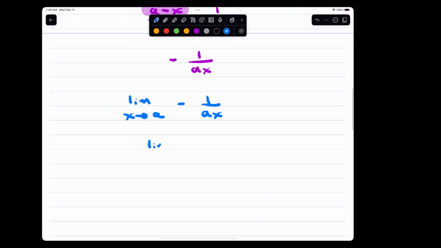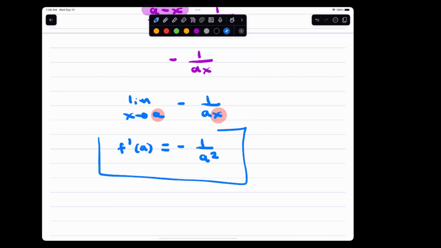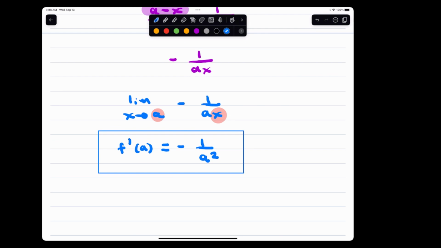So what happens now with this particular limit? Do you guys know what you can do with this limit? What can we do with this limit now? Direct sub. Thank you. So by direct sub, what do we mean by that? You see this a, we plug in an a there. What do you end up with by direct sub? Negative 1 over a squared. Now, this is your derivative here. So that's the derivative at any a.